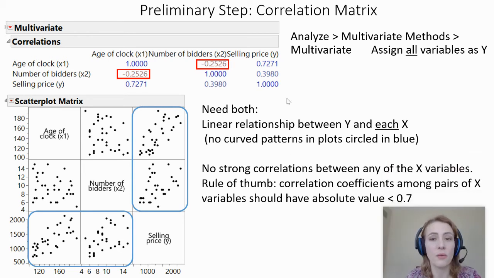Okay, so this summarizes. We need both of these things. We need a linear relationship between each x and y, and we need no strong correlations between our x's. The rule of thumb, and this will be on your next quiz, is we don't want the correlation coefficient between our x's to be above positive 0.7 or more negative than negative 0.7. Another way of saying that, if you took the absolute value, would it be less than 0.7? Because we know that above 0.7, we're getting into strong correlation territory. We don't want that.